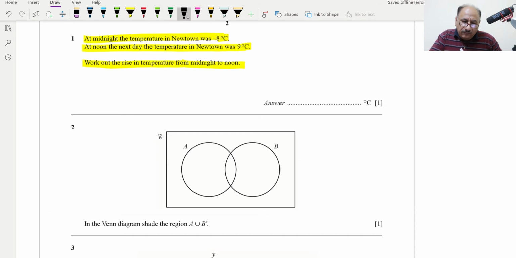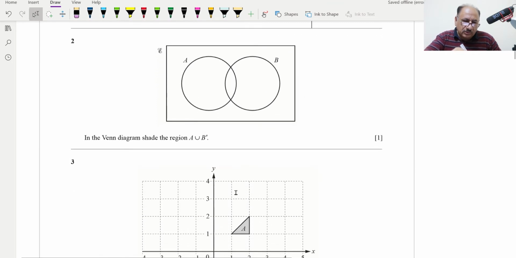So it's starting from -8 to 0 and then 0 to 9 degrees Celsius. So this difference will be 8 degrees and this will be 9 degrees. So total difference will be 17 degrees Celsius. Hopefully you understood this. Now question number 2.